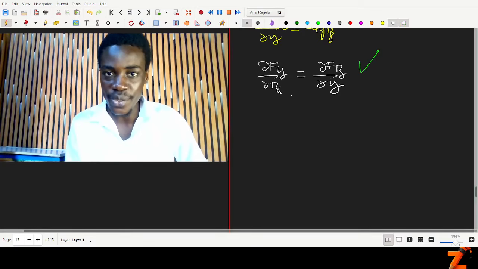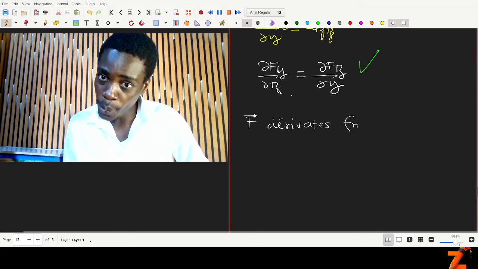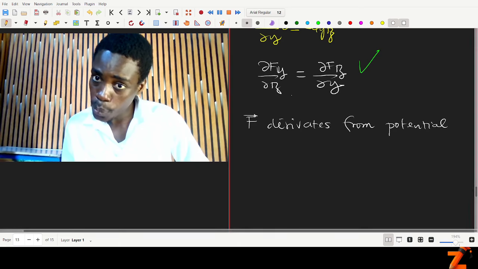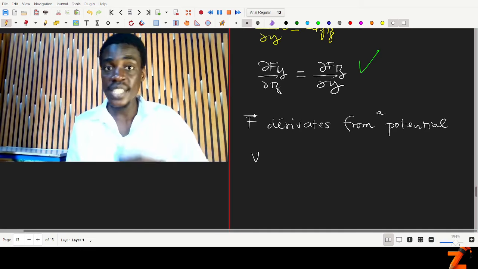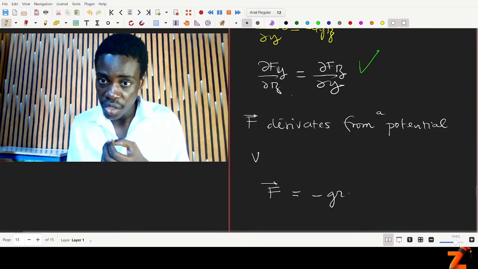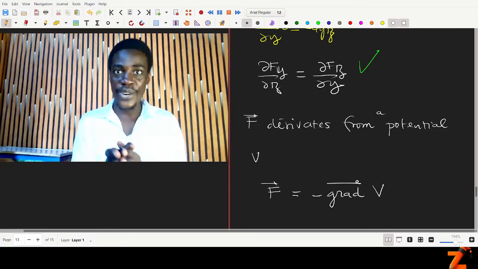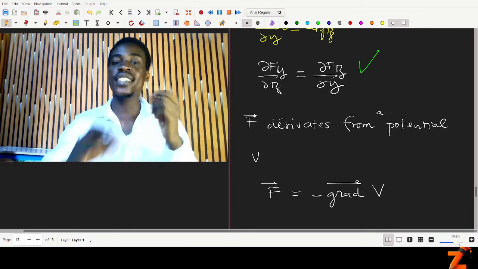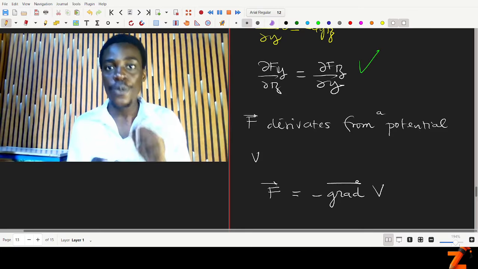So we can conclude that f derives from a potential v. The potential is called here v. This means that f is equal to negative gradient of the potential v. So the second question here is to determine the potential. How to determine the potential? This question is usually difficult for students, but I will try to explain it very simply.